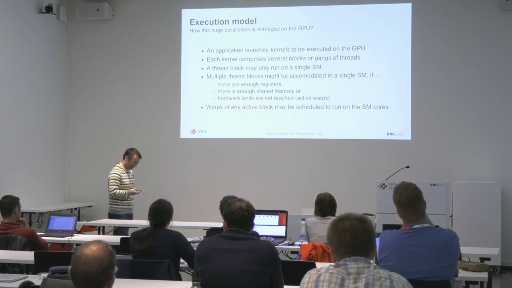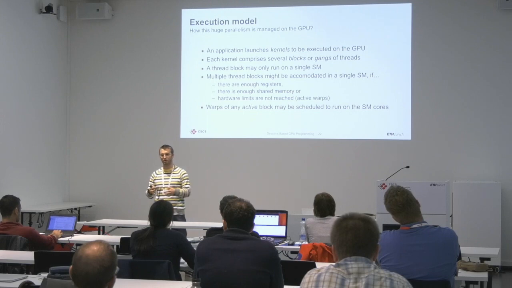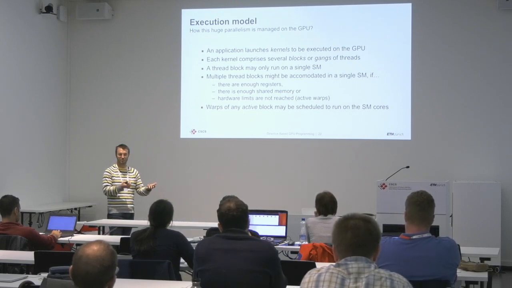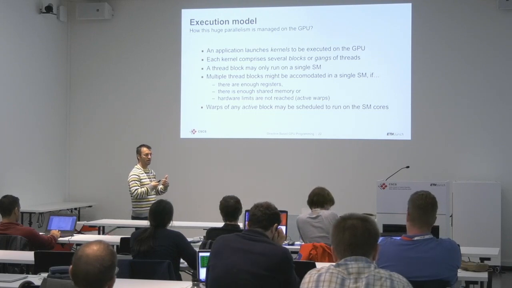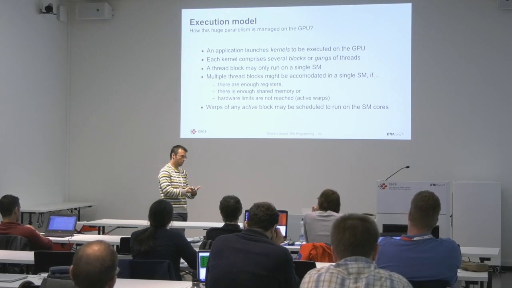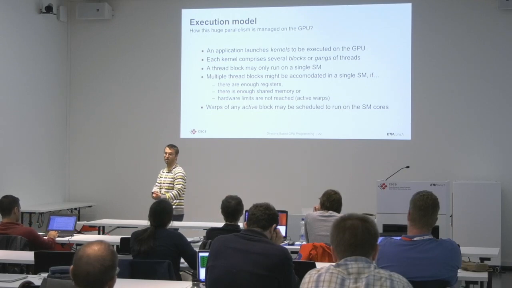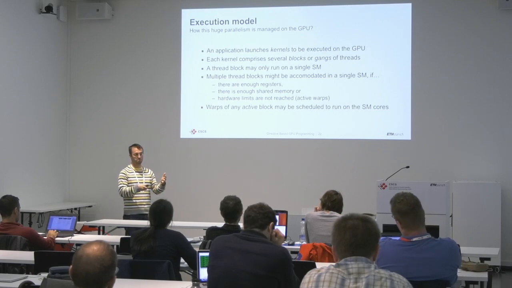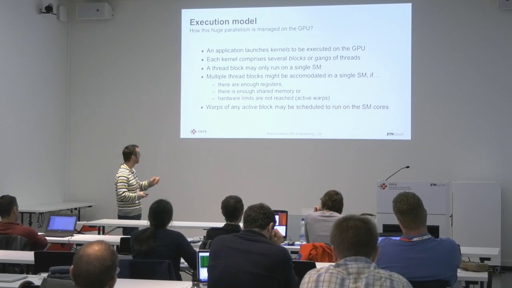Now, how is all this huge parallelism that we've seen before, of the thousands of threads, organized? Obviously, it must be organized somehow. So every kernel comprises groups of threads. Each group of threads is called a block in the CUDA terminology, or a gang in the OpenACC terminology. So every kernel has several such groups of threads.